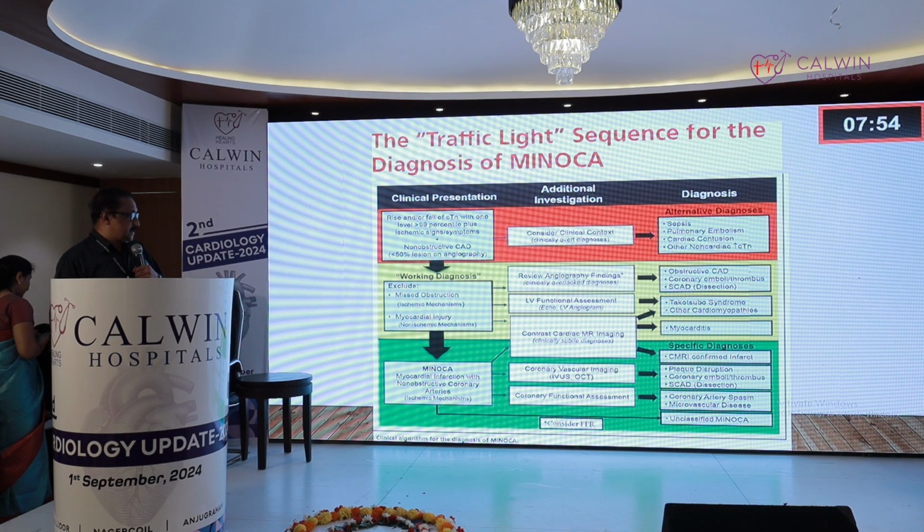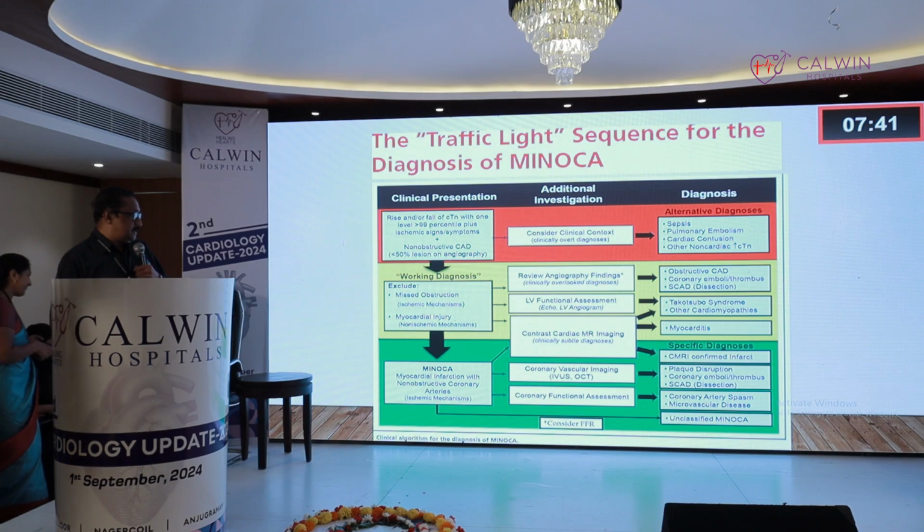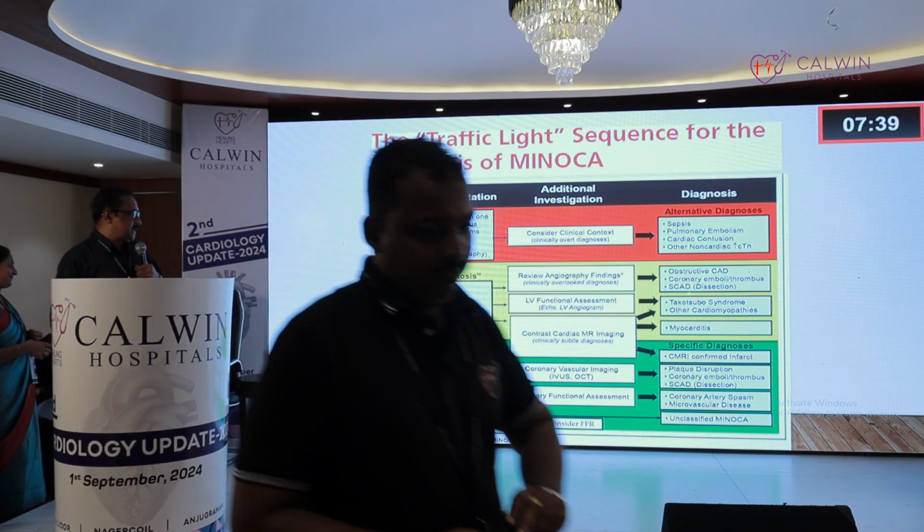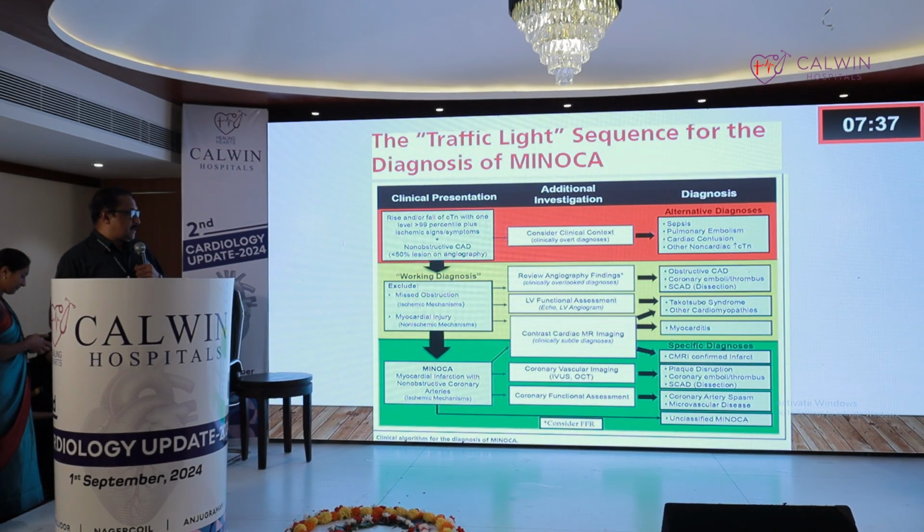And then MR imaging. MRI has a very big role in the diagnosis of MINOCA. With this you can have the diagnosis of obstructive CAD, coronary thrombus or embolism, spontaneous coronary artery dissection, Takotsubo syndrome and myocarditis. These things can be diagnosed with the help of these three investigations.